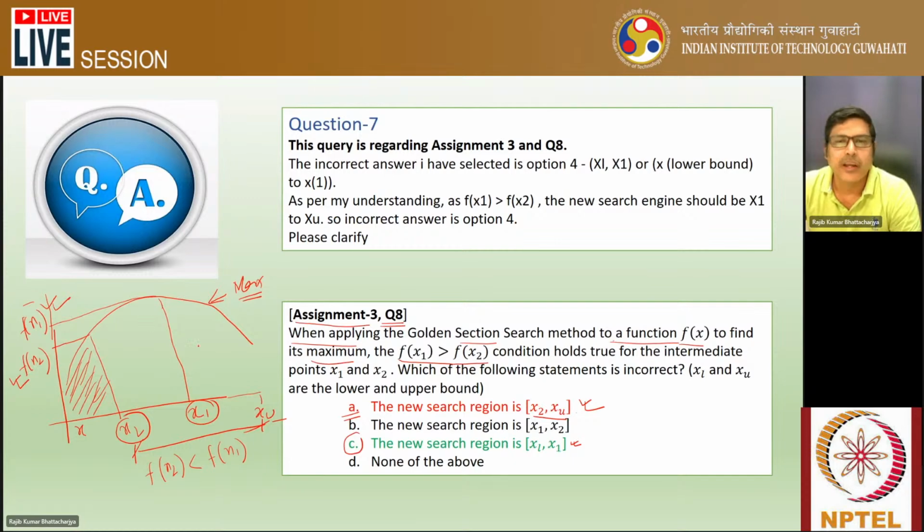Here f of x1 is greater than f of x2, and in that case this particular region will be eliminated. The optima is not there in this region. This is your xl. Between xl and x2, the optima is not there. So your optima will be between x2 and xu. Therefore this is the correct solution of this particular problem.